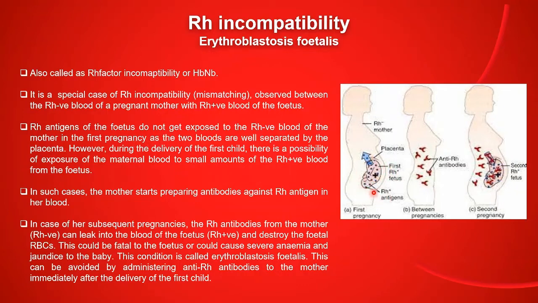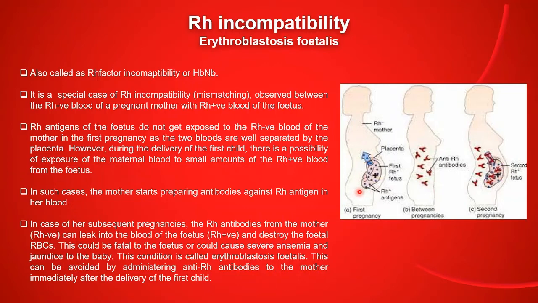Here you can see, though, both are well separated. So there is no exposure of Rh positive and Rh negative. But what will happen in such cases? During the delivery, some blood will come from the placenta and enter the mother's body. So the antibodies against that Rh antigen will start being prepared.